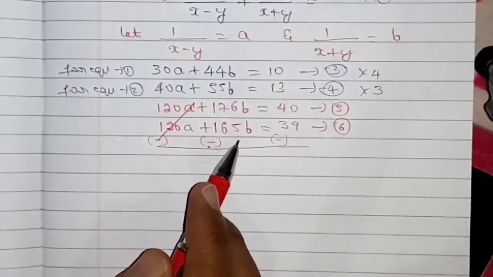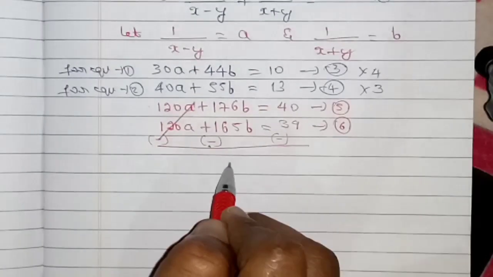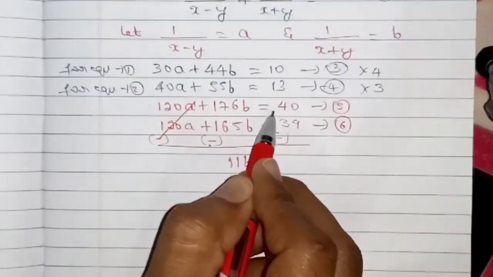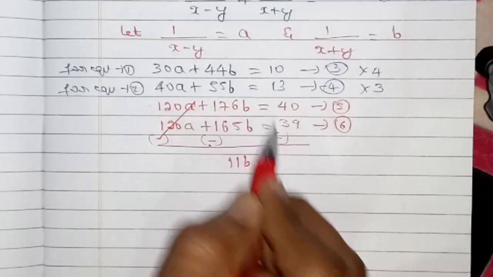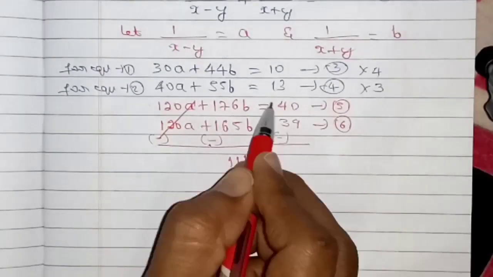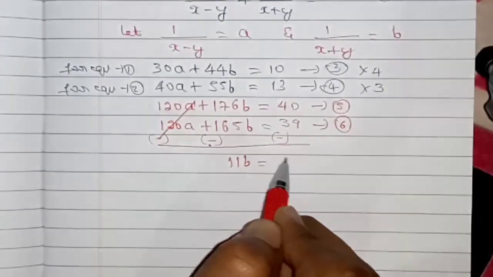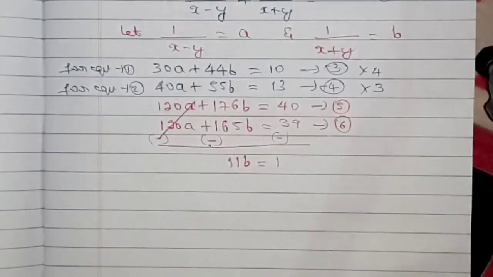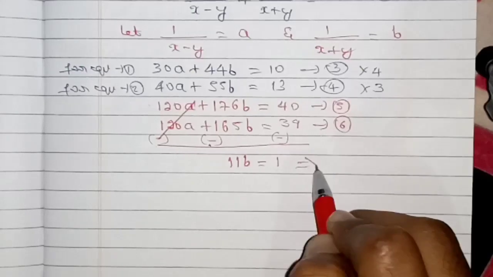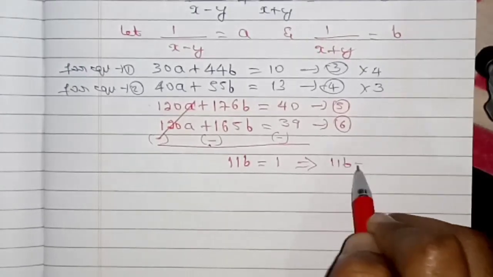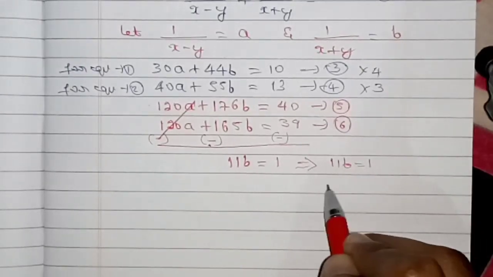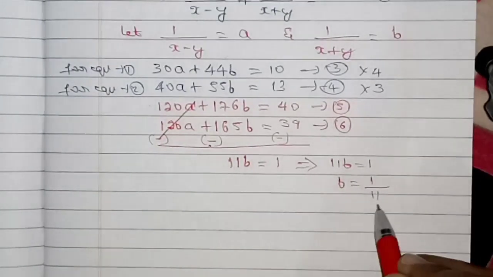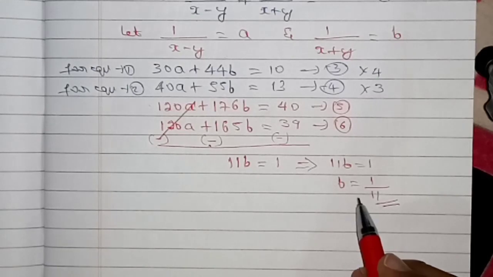176 minus 165, so nothing but it's 11b is equal to 40 minus 39. Here also plus into minus, first symbol and third symbol, plus and minus is minus. It's 1. Now it implies 11b is equal to 1. I'm writing again. This implies send 11 to the right hand side, so b is equal to 1 by 11. So this is the value of b.